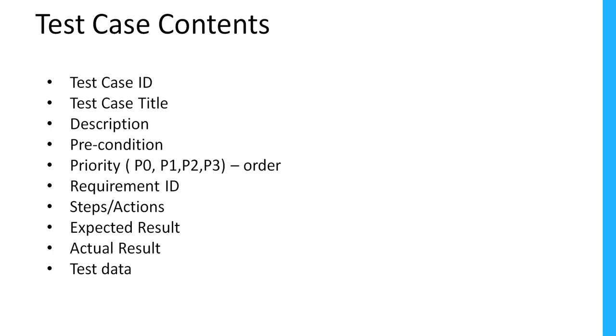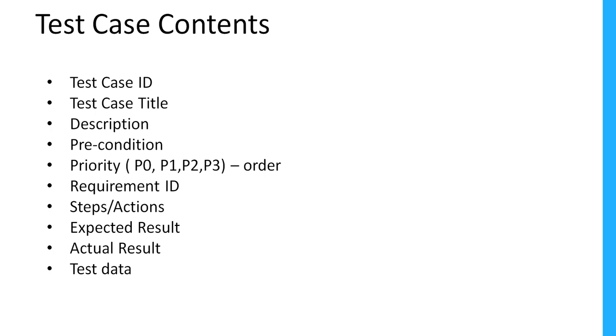So normally a test case document contains these fields: test case ID, test case title, description of the test case, precondition, priority, requirement ID, steps or actions, expected result, actual result, and test data. Here each and every field is very important for a test case. The test case ID will be unique for every test case. And for the test case title, while reading the title itself we should know what kind of functionality it is going to verify. And description and precondition: if you want to execute my test case, what preconditions are required.